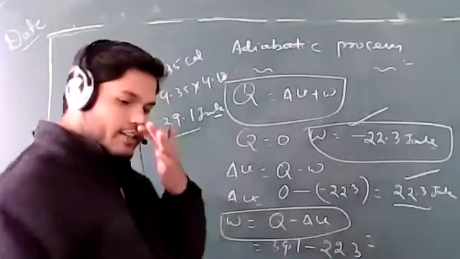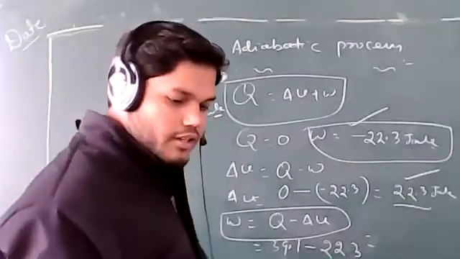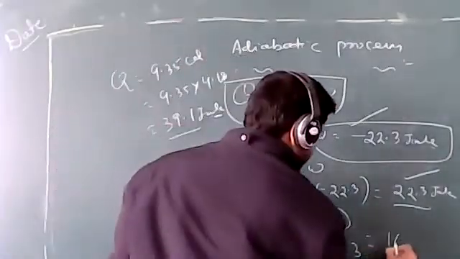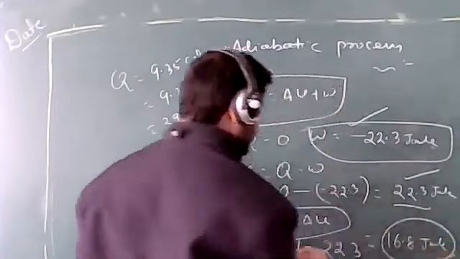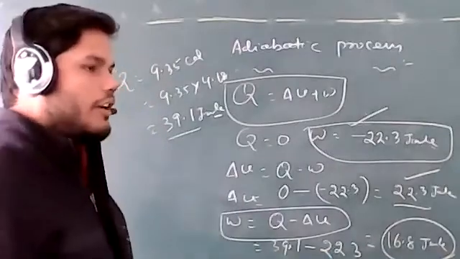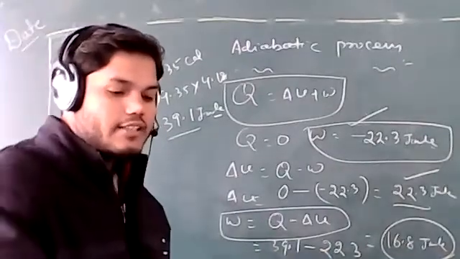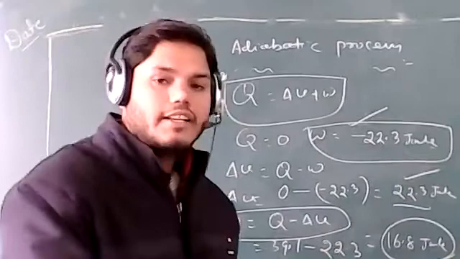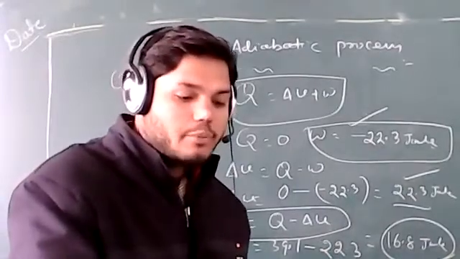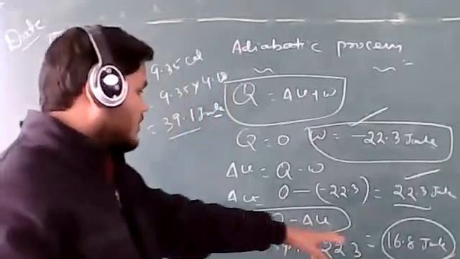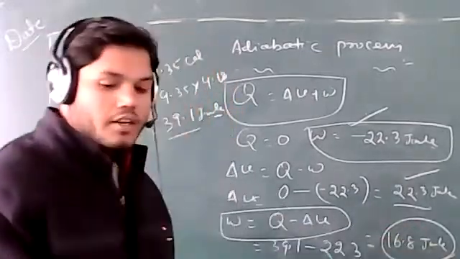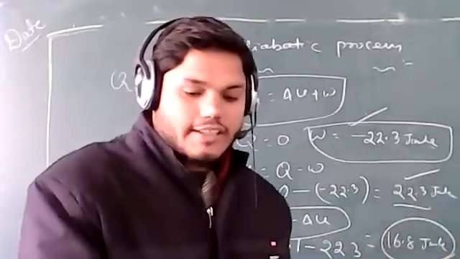You will get the value 16.8 joule. Okay, so this is the work done by the gas. If 9.35 calorie of heat is absorbed by the gas, then what is the work done by the gas? The work done will be 16.8 joule.